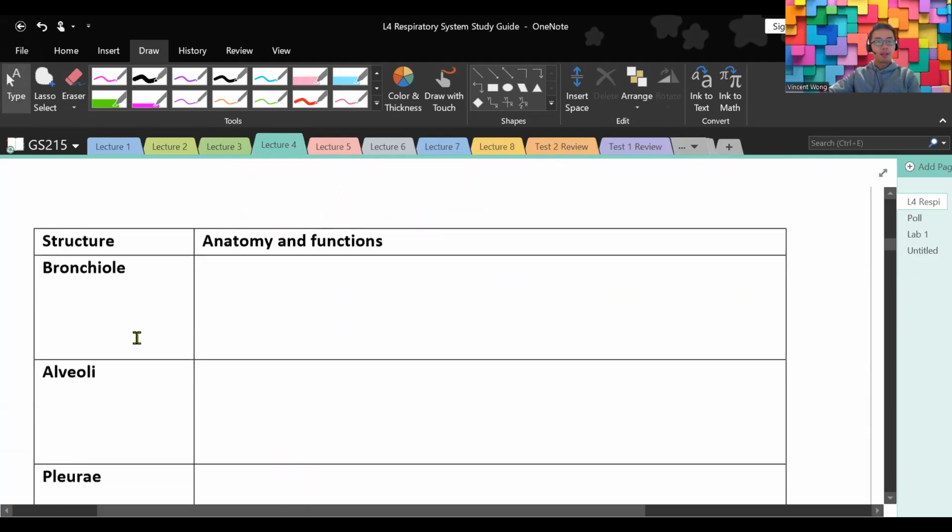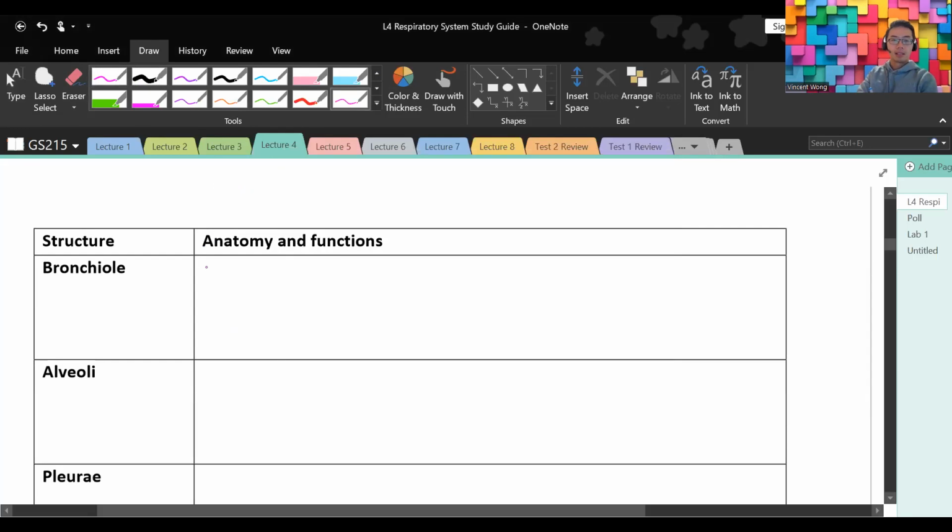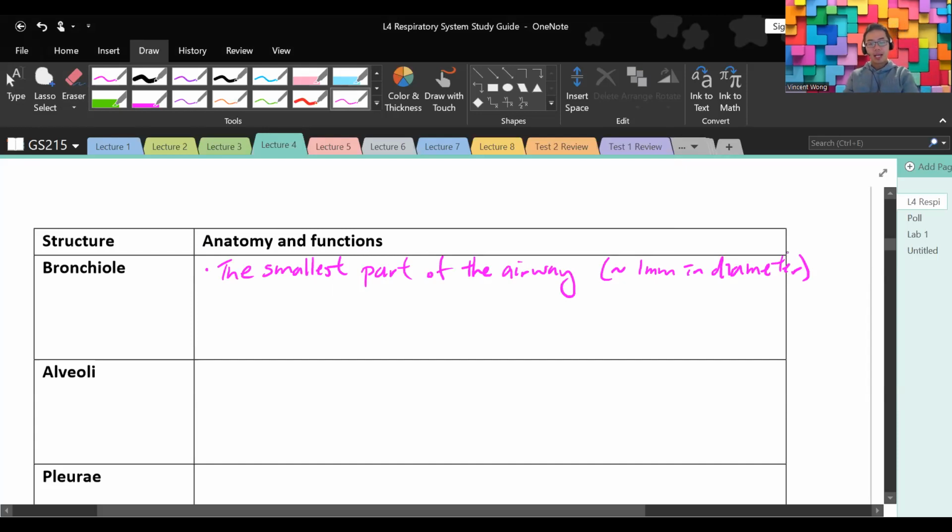All right. Then we have the bronchioles. Bronchioles are very, very small. Okay. The smallest part of the airway. Okay, approximately 1 millimeter in diameter. A millimeter is the space between two lines on your ruler. Okay, very, very small.